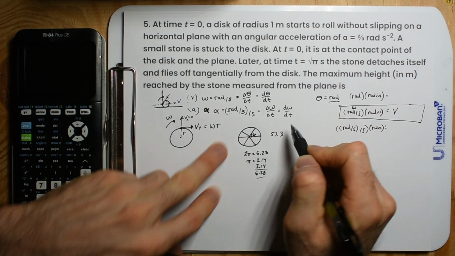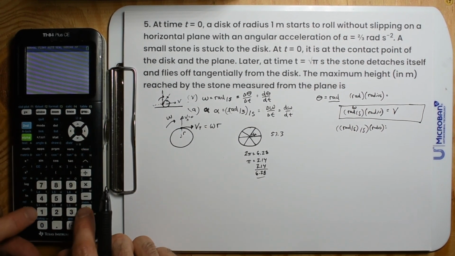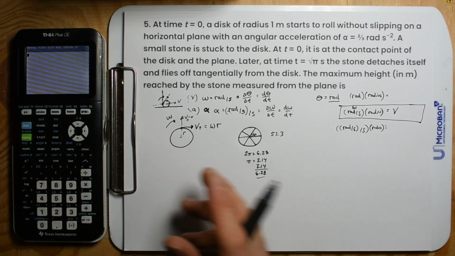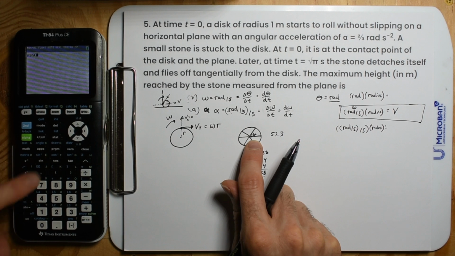It's like 57.3. And we'll even go to our calculator, switch to radians, and then just do, I don't even know how you do 1 radian. You'd have to go like the sine of 1.